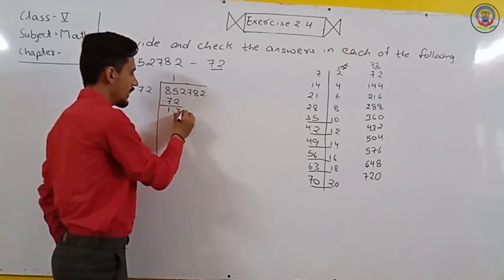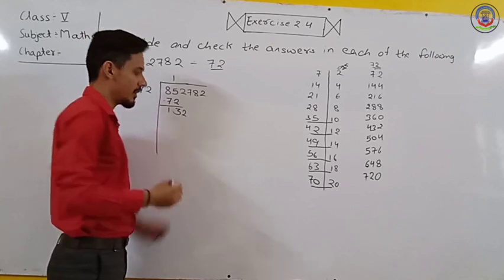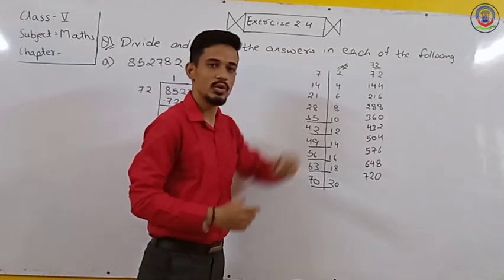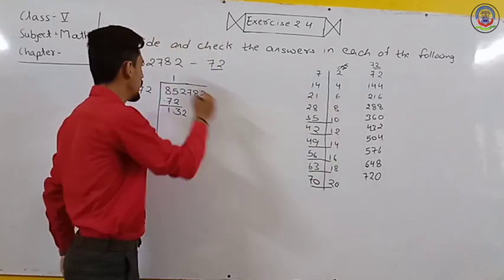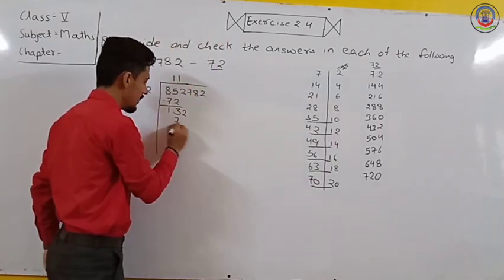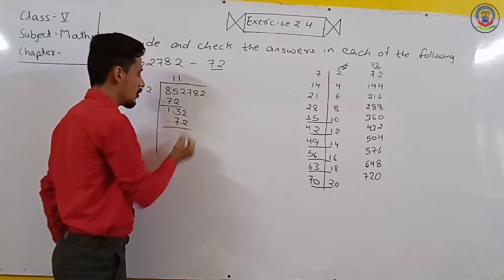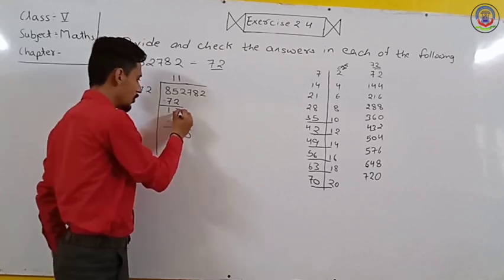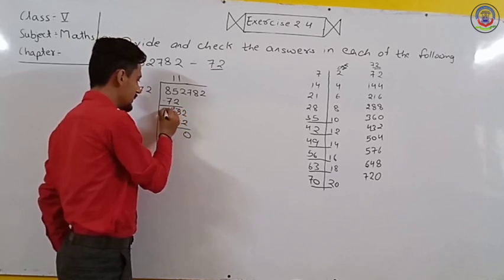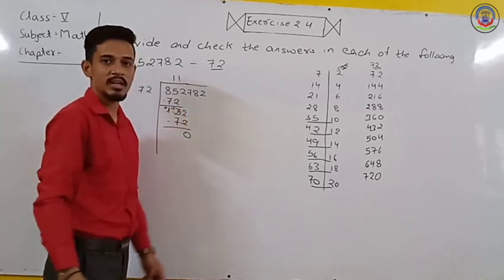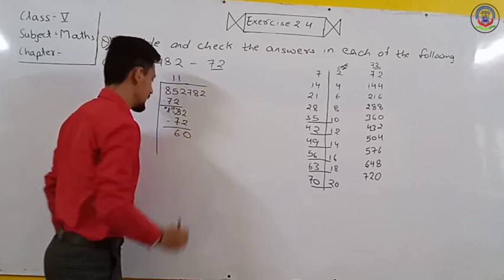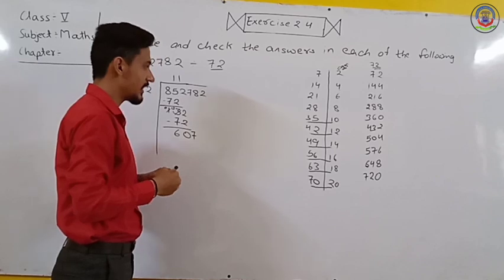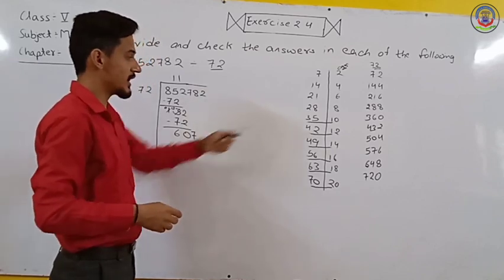So now we take 2 here. So it is 132. Now check there 132. But 72 is smaller than 132. So again we take 1 times 72. Now 2 subtract 2 is 0. 3 is smaller than 7. So we borrow. It is 13 and it is 0. So 13 minus 7 is 6. Now we take 7 here. This is 607. Now we check 607.